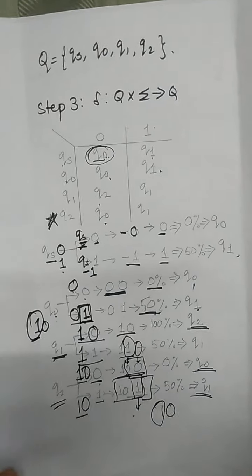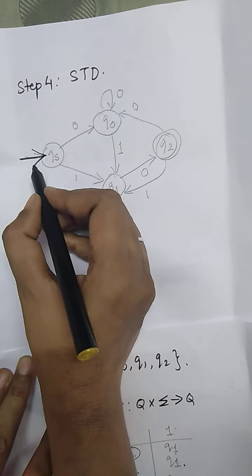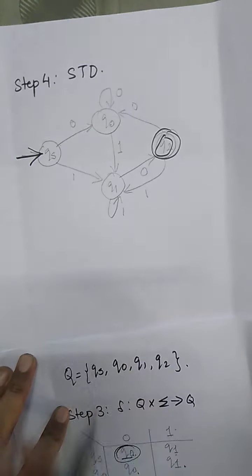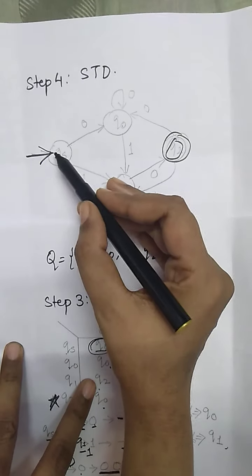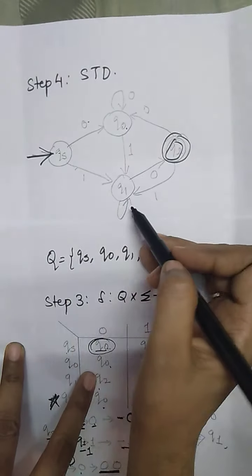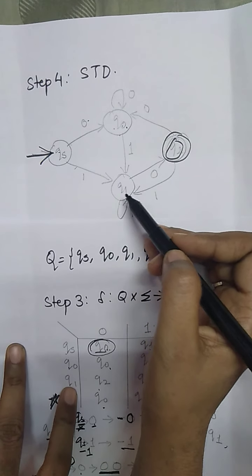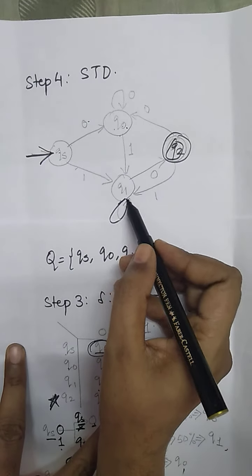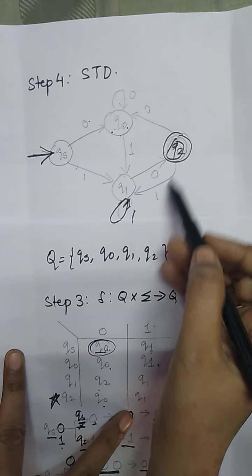Now the next step is to create the state transition diagram. Here we have the initial state, which we mark with an arrow. Now Q0, Q1 and Q2 are the other states, and Q2 is the final state, that's why we put Q2 in a double circle. As shown in your table, QS on 0 goes to Q0, on 1 goes to Q1. Q0 on 0 goes to Q0, on 1 goes to Q1. Q1 on 0 goes to Q2, which is the final state. Q1 on 1 goes to itself. Q2 on 0 goes to Q0 and on 1 goes to Q1.